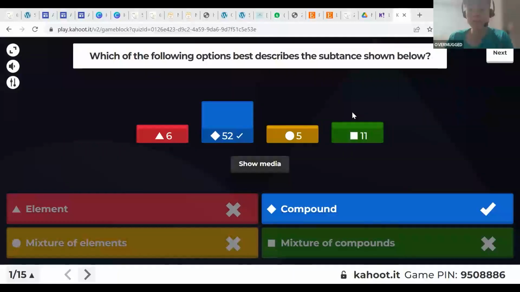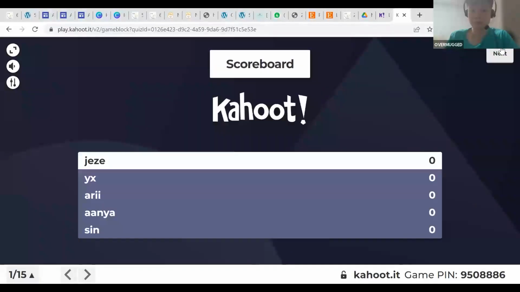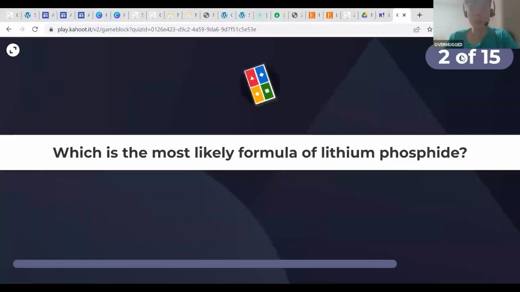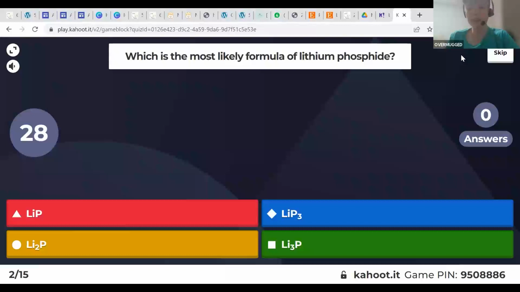It's a compound made up of two different types of atoms. How do I know? I see two different sides. Next, speed up a bit. This will take about 10 to 15 minutes.